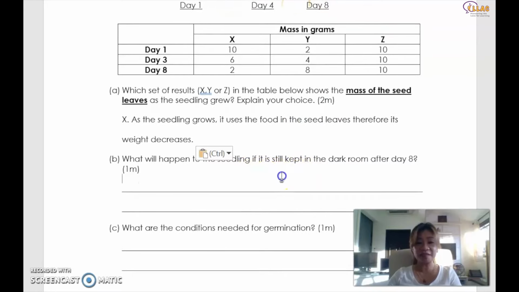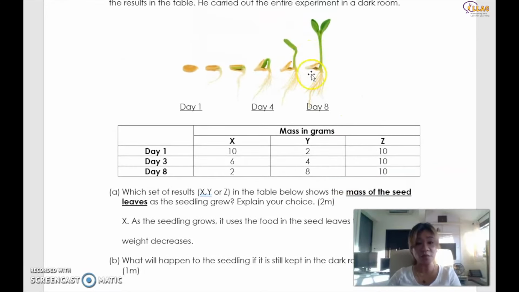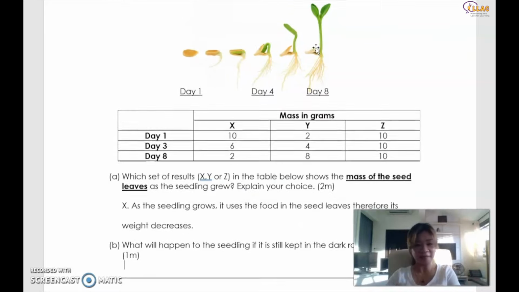What will happen to the seedling if it is kept in the dark room after day 8? So you see, after day 8, there will be no more seed leaf left. It is only left with the seed coat. Another new term that you need to learn: seed coat, which is the coat surrounding the seed at the very start. So nothing is left, only the leaves to make food, right? And leaves are meant to make food using sunlight. So it cannot make food without sunlight.